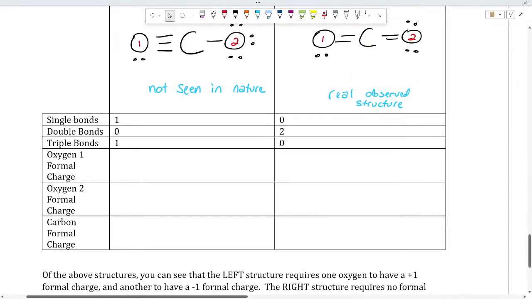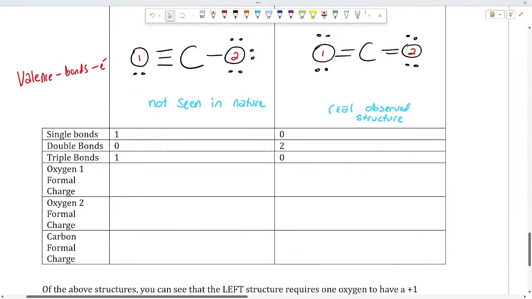So we know that we're going to do valence minus bonds, right? Minus free electrons, right? So let's do that for oxygen 1. What's oxygen's valence? 6. Okay, 6. Minus, how many bonds is this making? 3. And how many lone electrons does it have? 2. Okay, 6 minus 3 minus 2, what's that give us? Positive 1. Good. Okay.